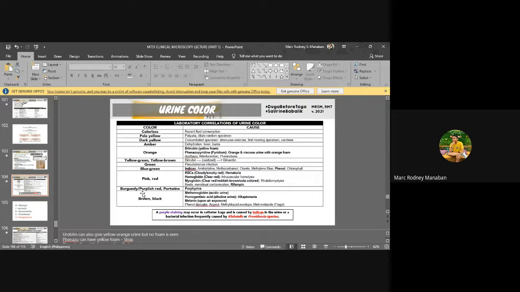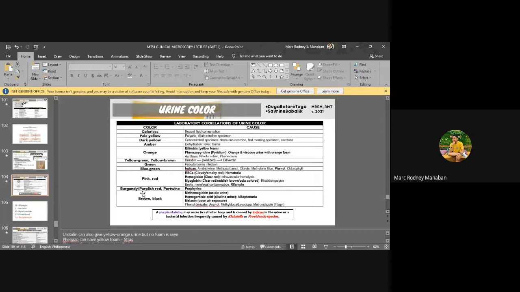Now, another note: purple staining in catheter bags is caused by bacteria, Providencia or Klebsiella. Take note of that. I think Proteus can also do it, but I'm not sure, I read it somewhere and have to confirm. What is sure is Klebsiella or Providencia, because of indican in the urine. When they metabolize indican, it results in purple staining.